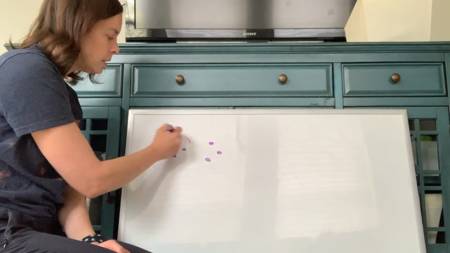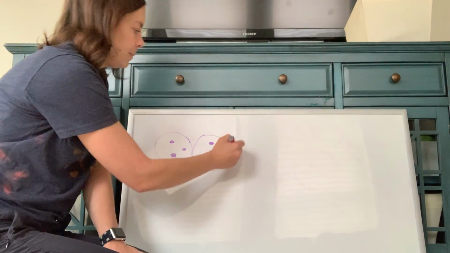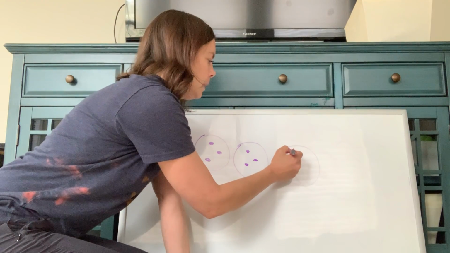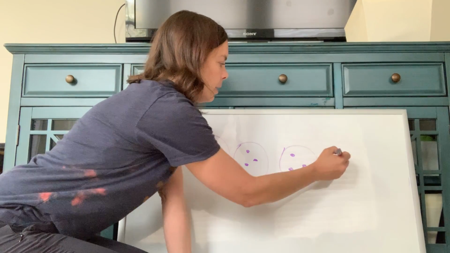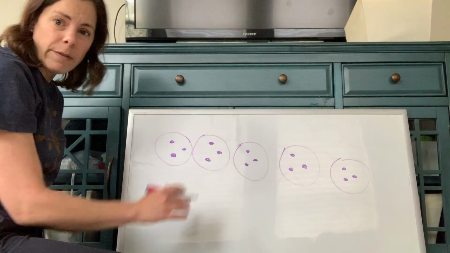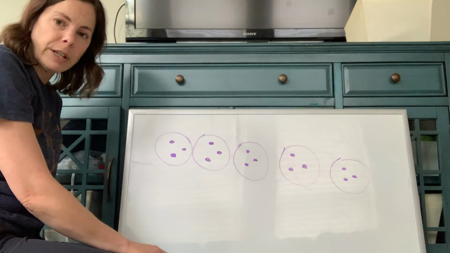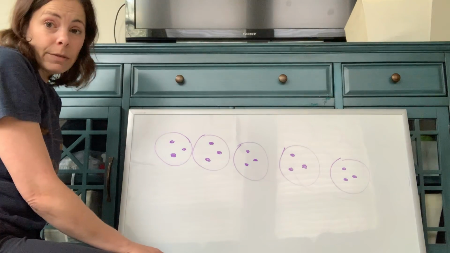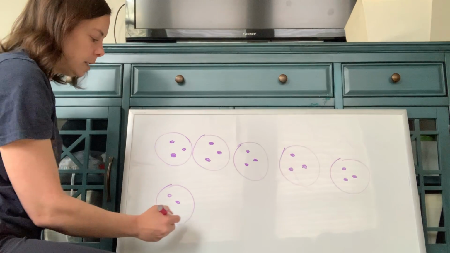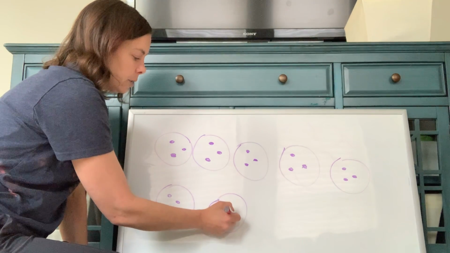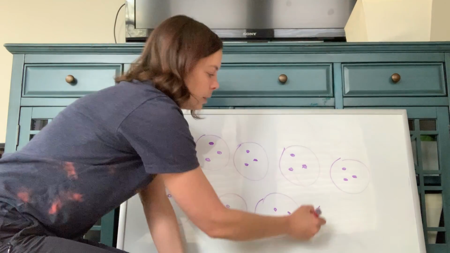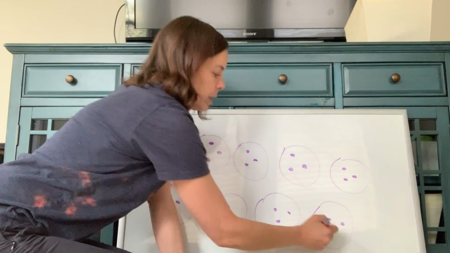So this is 6, 7, 8, 9, 10, 11, 12, 13, 14, 15. So far I've only used 15 apples. And how many plates do I have? 5. So I have to keep going. 16, 17, 18, 19, 20, 21, 22, 23, 24, 25, 26, 27.